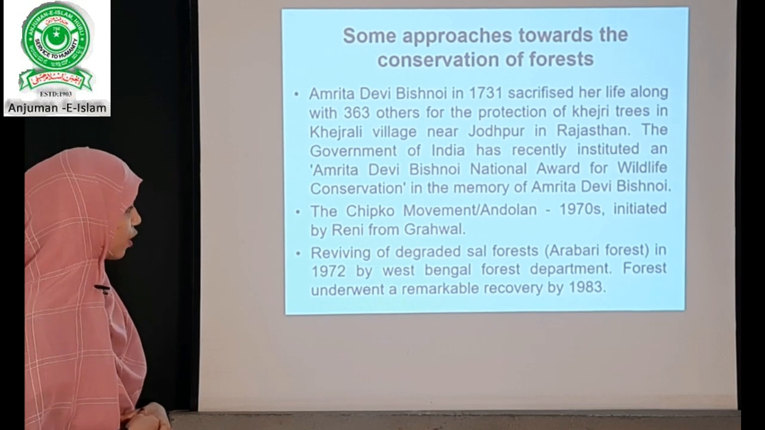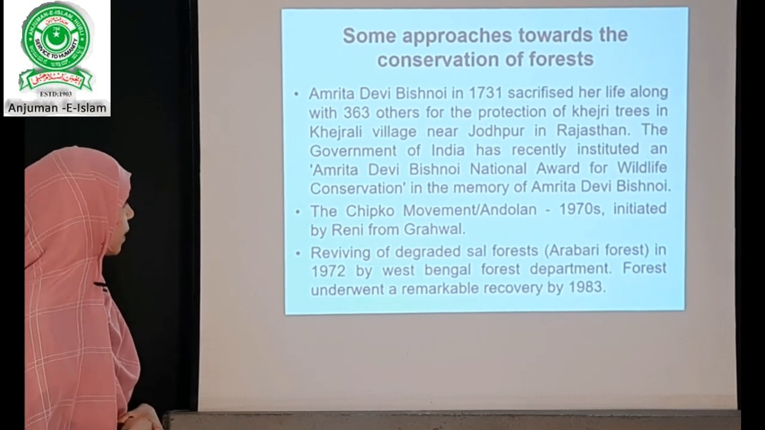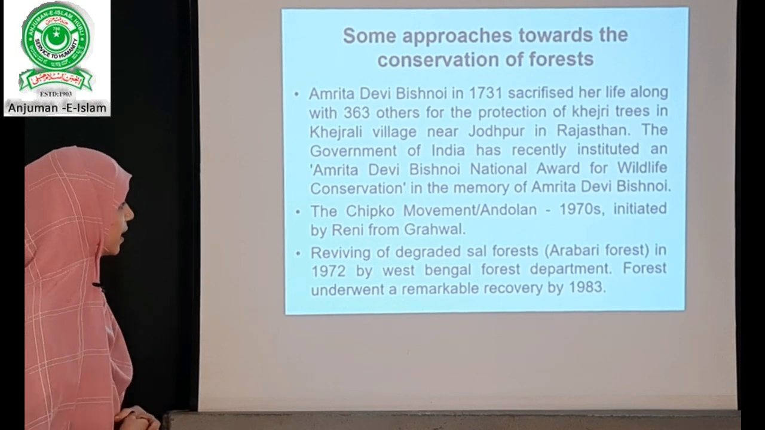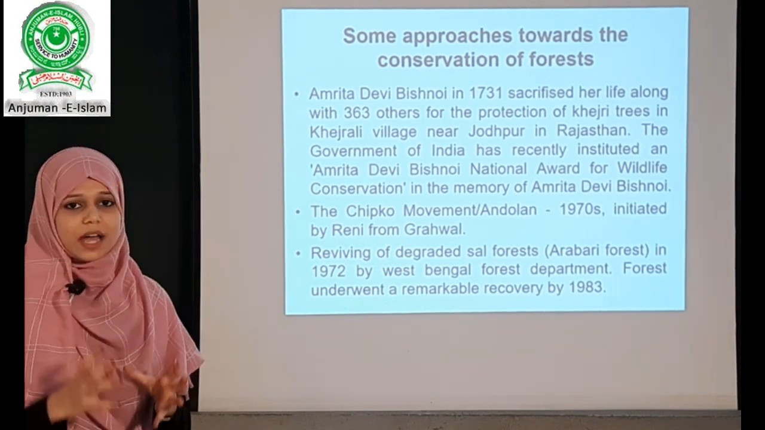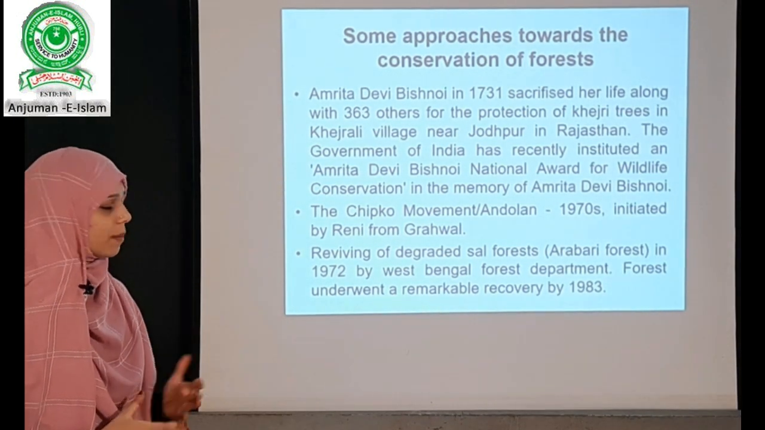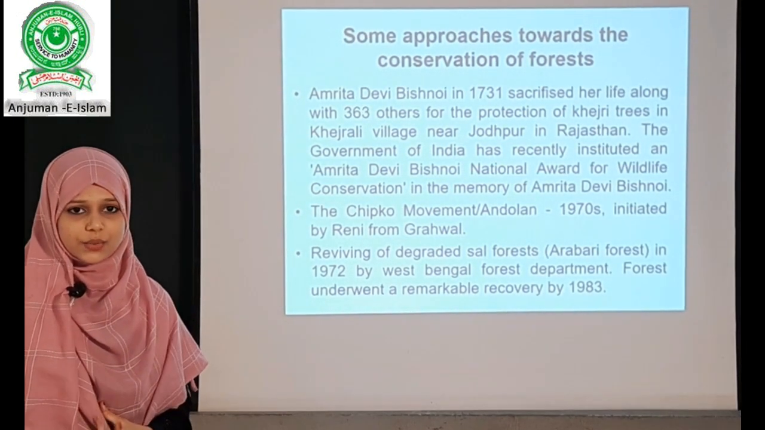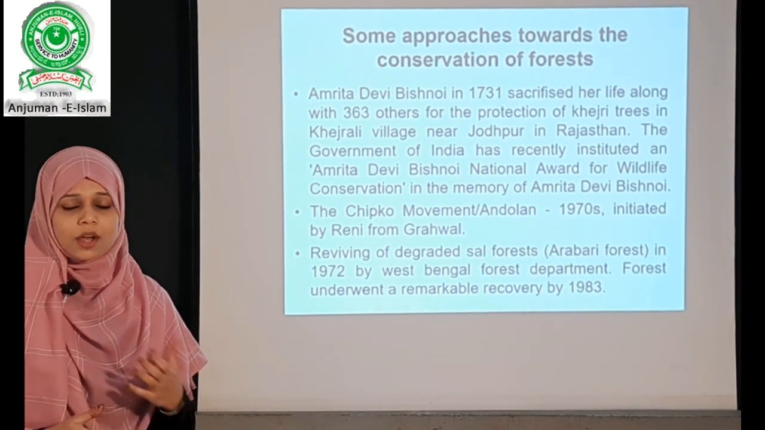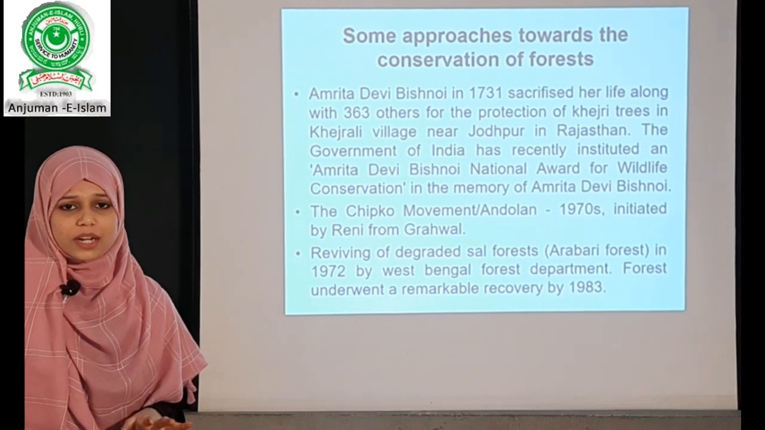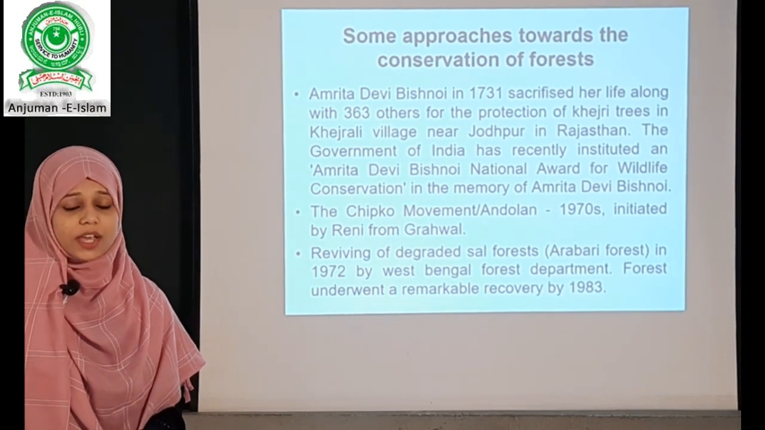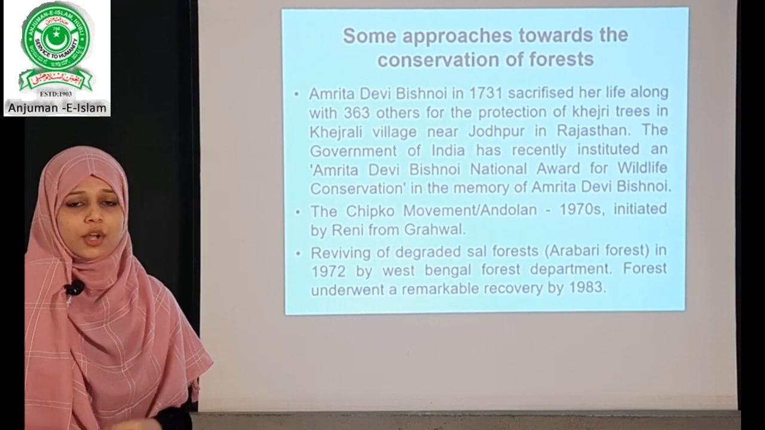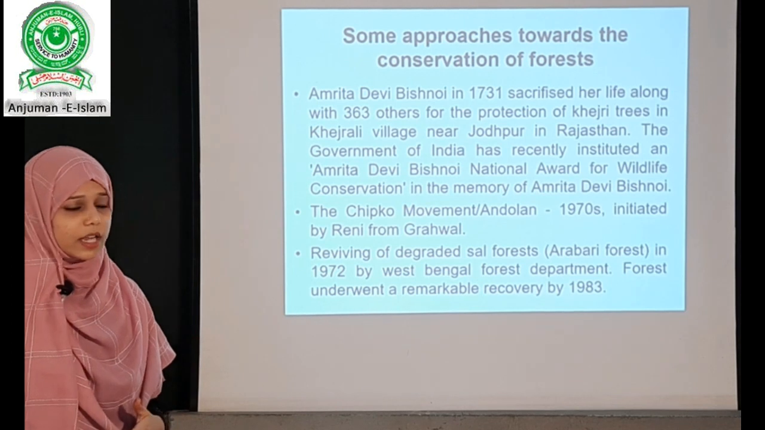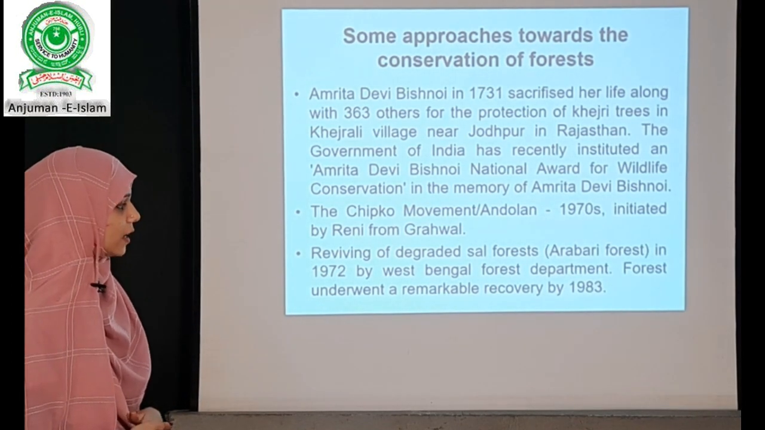Reviving of degraded Sal forest, Arbari forest in 1972 by the West Bengal Forest Department. The forest underwent a remarkable recovery by 1983. So this Sal forest is nothing but the Arbari forest. In that, Sal trees were grown. What happened is that after deforesting these Sal forests, the area was totally degraded and there were no trees growing. Okay, so the forest department worked hard to revive that forest, to make a recovery of that forest. So the remarkable recovery was shown by the forest in 1983.